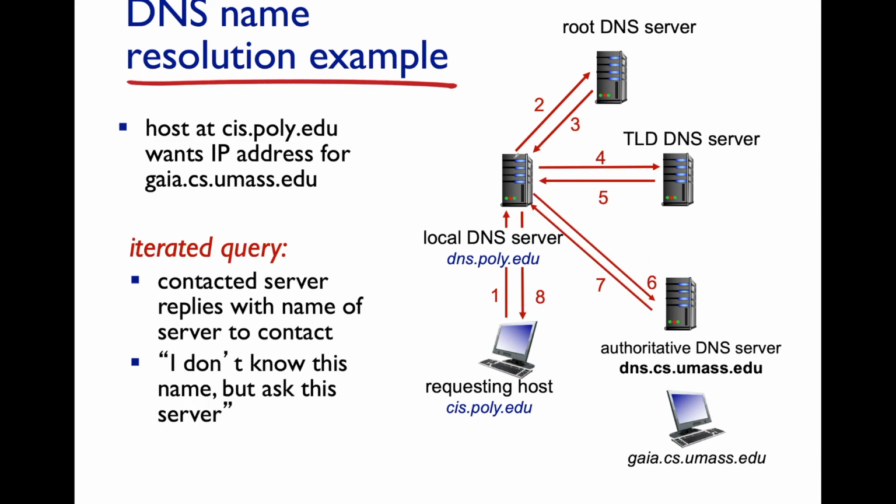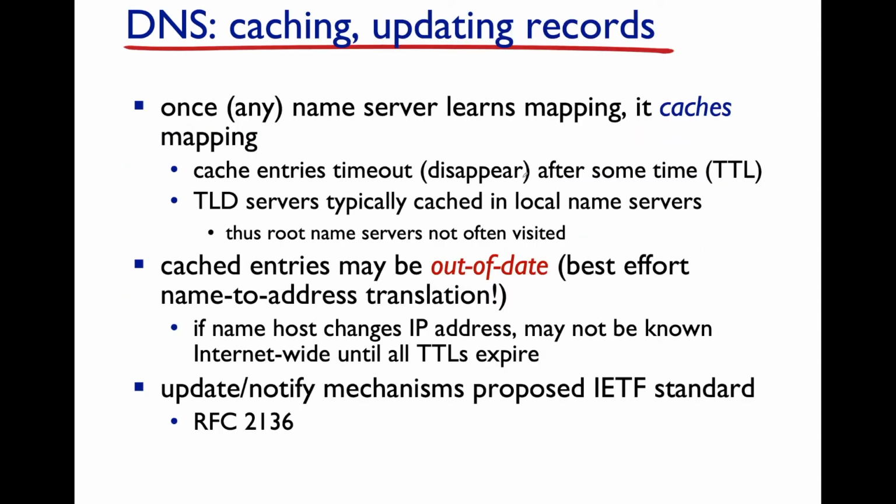And likewise for iterative query, if you cache the TLD in the local server, you never pay the cost of this interaction, edge 2 and response 3, with the root DNS server. And so what that caching of the TLD inside of the local DNS server does is it saves a lot of traffic from the root server, and so the root name server is not very often visited.